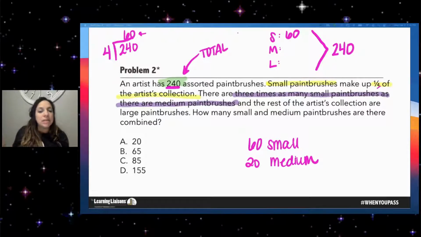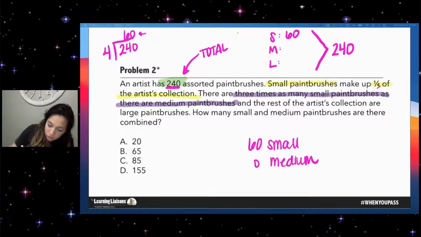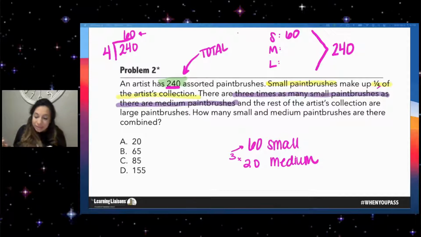There are 3 times as many small paintbrushes as medium. So if I multiply the 20 times 3, then I get 60. There are 3 times as many small paintbrushes as there are medium. So I have 20 medium.